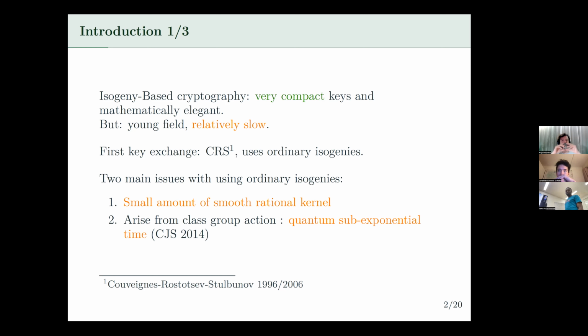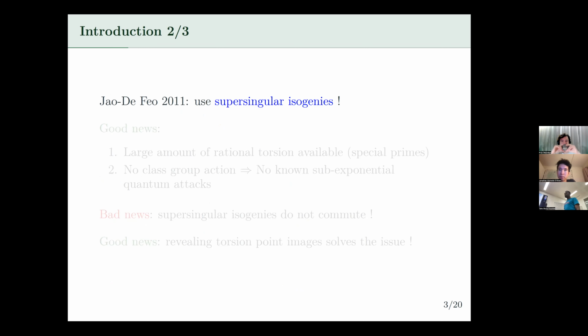We know that there exists a quantum sub-exponential algorithm to solve the class group action problem on ordinary curves. This quantum sub-exponential algorithm translates the problem into a hidden shift problem and uses Kuperberg's quantum algorithm. So in 2011, Jao and De Feo suggested to use supersingular isogenies.